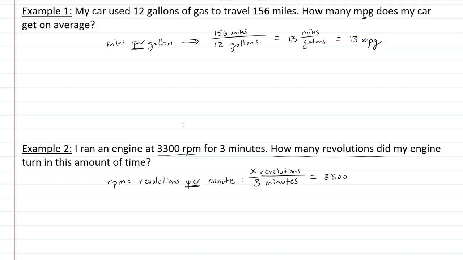This is just an algebra equation like before. How do we get X by itself? All we have to do is multiply both sides by 3 to cancel the 3 in the denominator on the left-hand side. So why don't I multiply this by 3? Multiply this by 3. The 3's cancel, and I'm left with X revolutions equals 9,900. So the engine turns 9,900 times in 3 minutes.